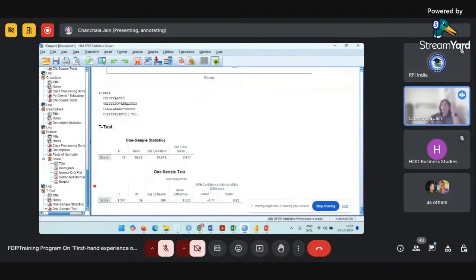Okay, no problem. I'm telling you, there is no significant difference in the population mean score and the sample mean score. Very simple, right? So I am going to accept this hypothesis. That means I am saying there is no significant difference in the population mean score and the sample mean score. That means both are almost similar. Is it clear?